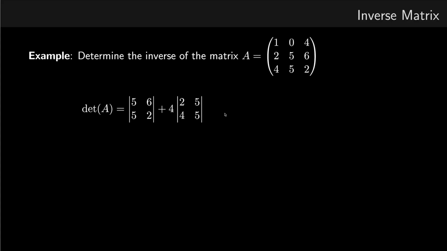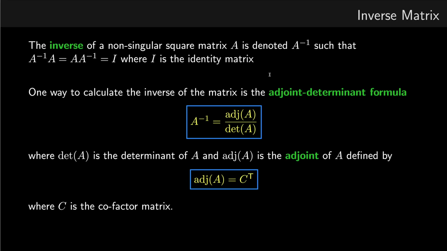Now we're going to calculate the inverse of this matrix A. So if I just go back a couple of slides, okay, the inverse is the adjoint of A, which we just calculated, divided by the determinant.